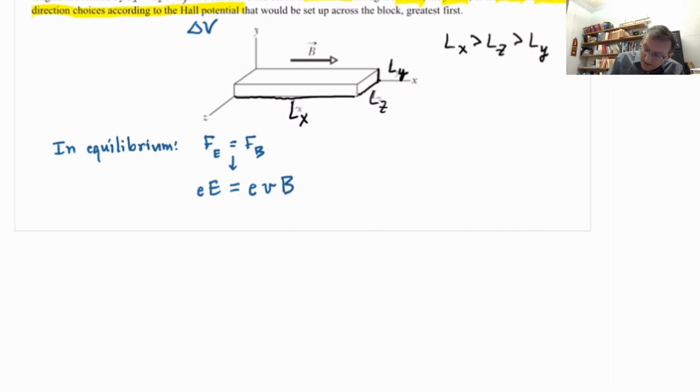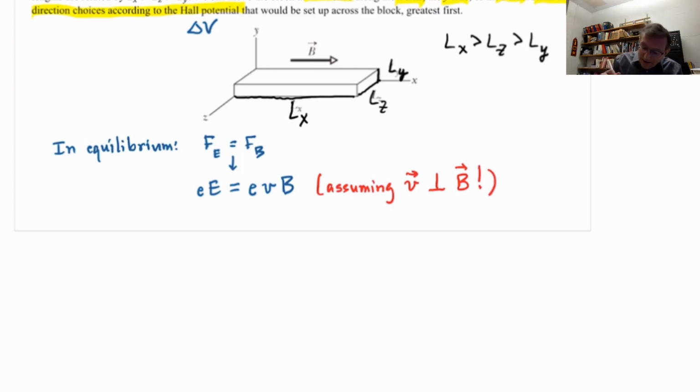Now I should point out something, though. There's a little bit of a subtlety here. We worked out this kind of expression up above, assuming that the velocity vector for the moving conduction electrons is perpendicular to the magnetic field vector. Just keep that in mind.